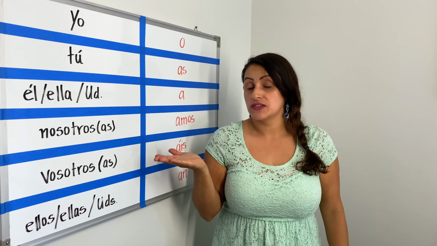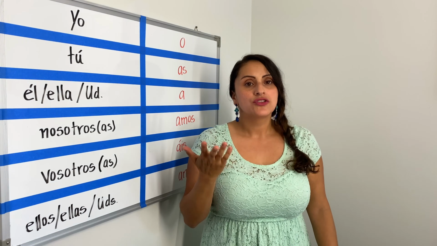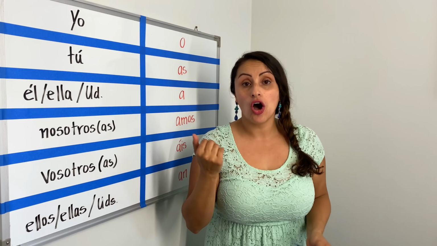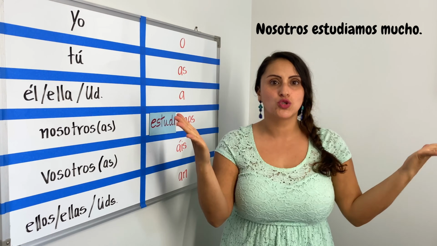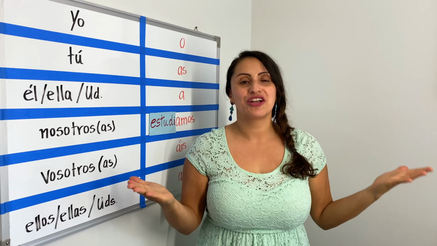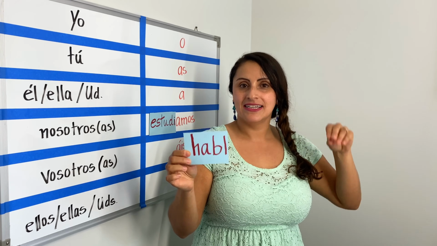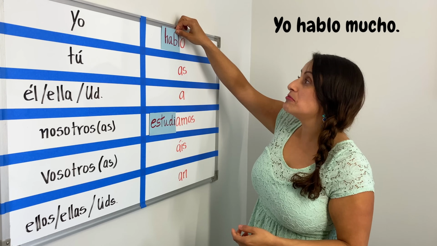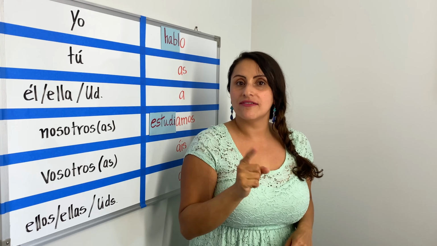Remember, all you need is your subject or your subject pronoun and then the correct conjugation of the AR verb. So let's do this together. If I want to say we study a lot, all I'm going to say is nosotros estudiamos mucho. Nosotros estudiamos mucho. And there you have a complete sentence. Now, let's look at a different verb, the verb hablar. We said earlier, yo hablo mucho. That is again a complete sentence. Yo hablo mucho.